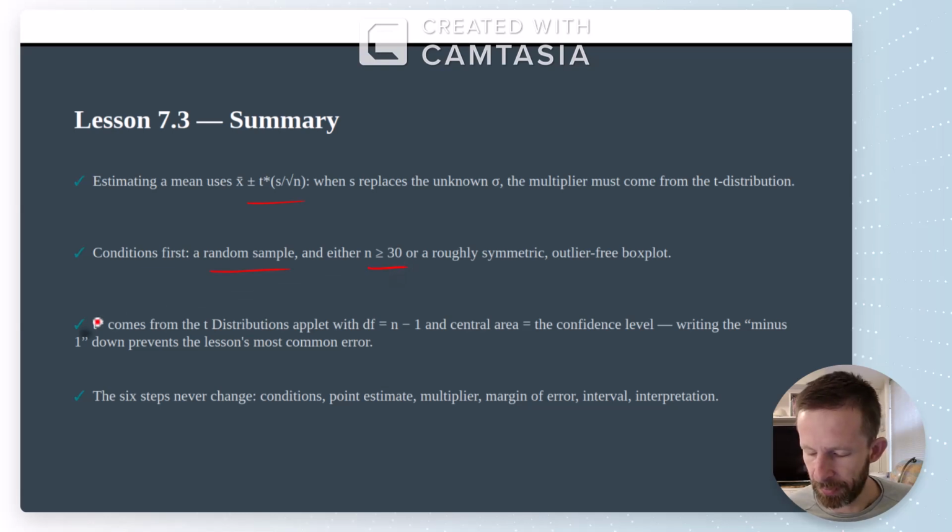So t comes from the t distribution applet with n-1 degrees of freedom, and central area with a mean of 0 and a standard deviation of 1. So 6 steps: check the conditions, find the point estimate, find the multiplier, calculate the margin of error, do the interval, and check the interpretation. And that is lesson 7.3 on a 1 sample t interval.